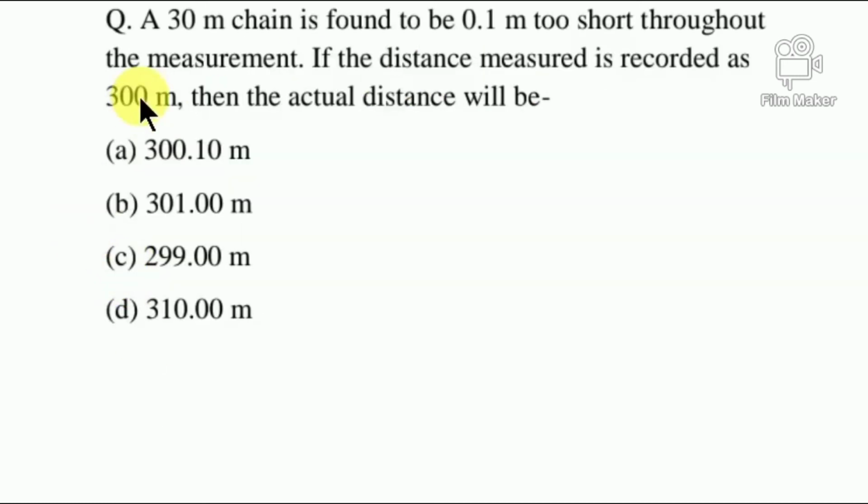Now let's see a question. It is given a 30-meter chain is found to be 0.1 meter too short throughout the measurement. If the distance measured is recorded as 300 meter, then the actual distance will be. These are the four options, and the options are very close to each other. Now what is given? A 30-meter chain means our length of the chain, capital L, will be 30 meter. It is found to be 0.1 meter too short. That is, 0.1 meter is our error.